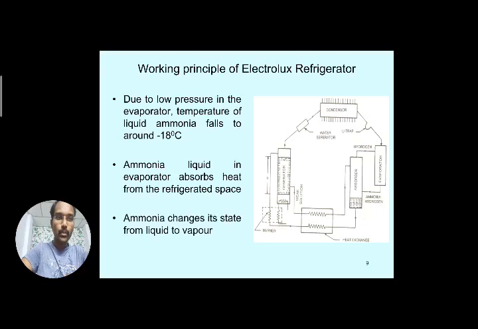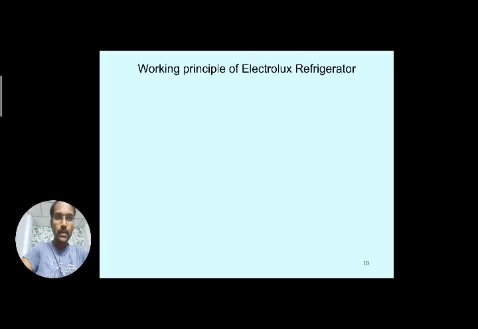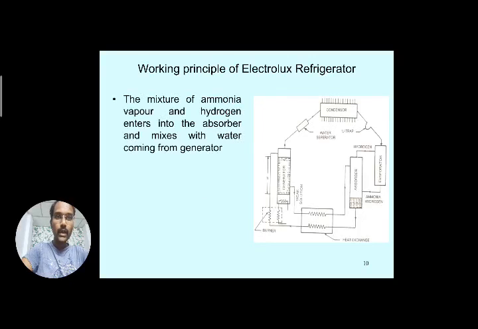You can see at the bottom the ammonia along with the hydrogen is entering into the absorber component. Here the mixture of ammonia vapor and hydrogen enters the absorber and mixes with the water coming from the generator. So the ammonia mixes with the water here.